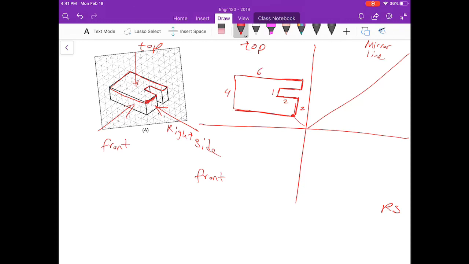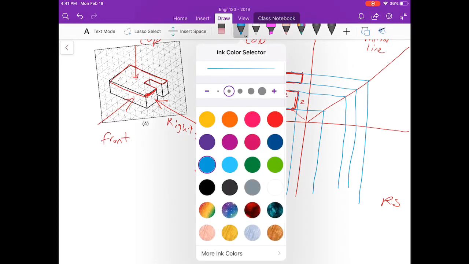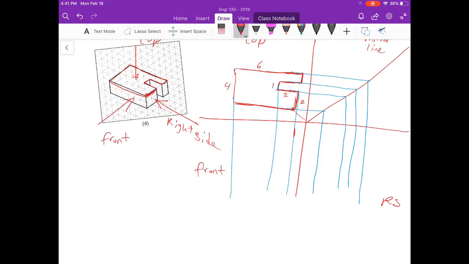So I'm going to draw the guidelines to go to the other views. This will help me to see other views. So draw the guideline here, and guideline here, drawing between top and the front. Now I'm ready to complete the shape. The height here is 2 units. So 2 units here.